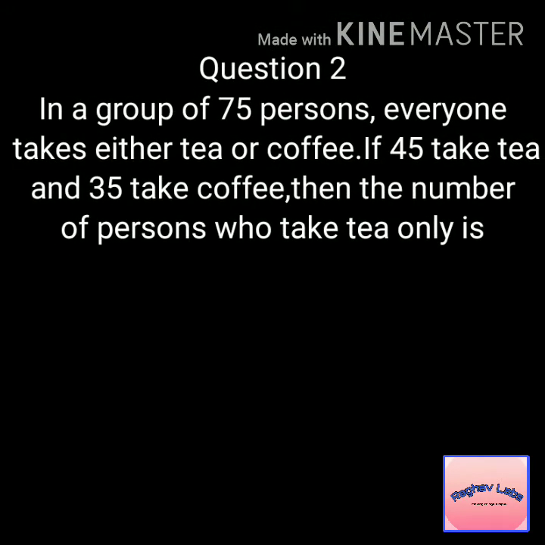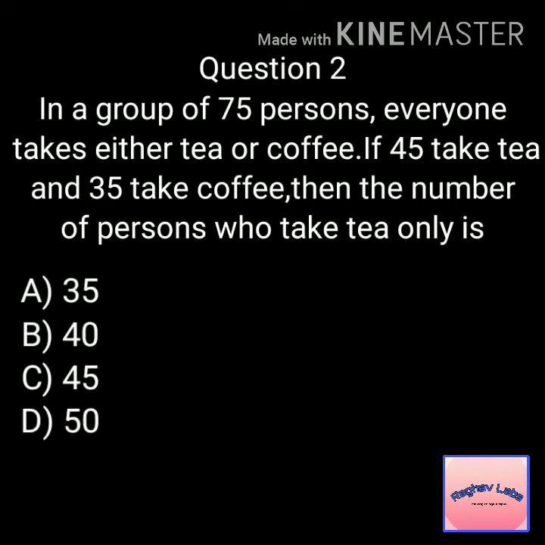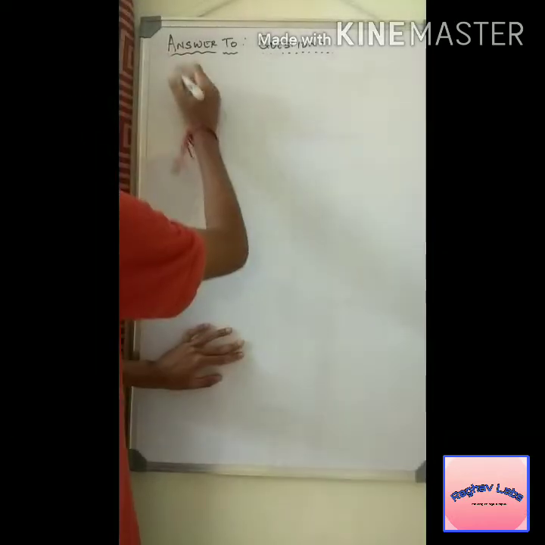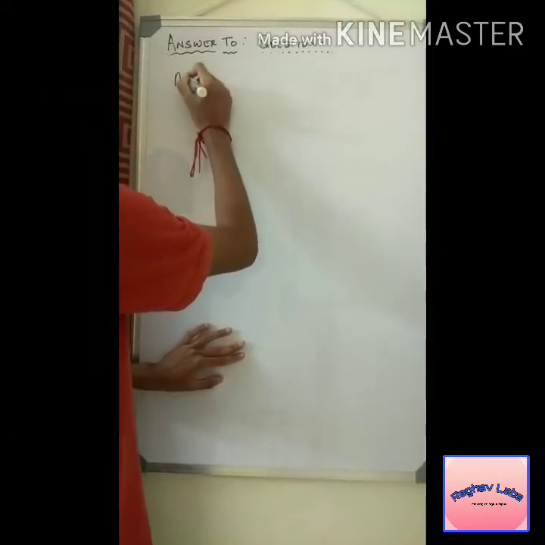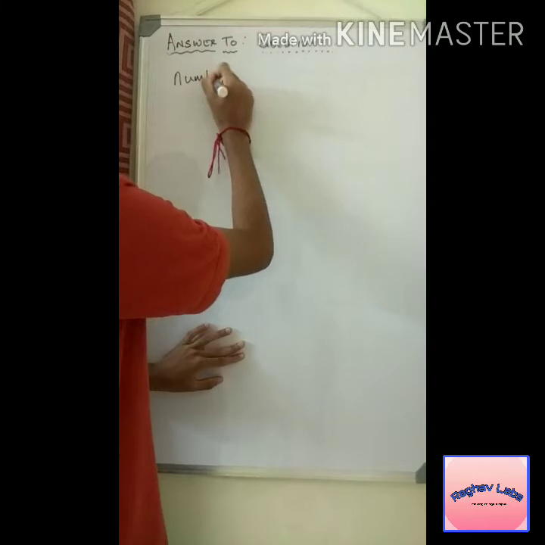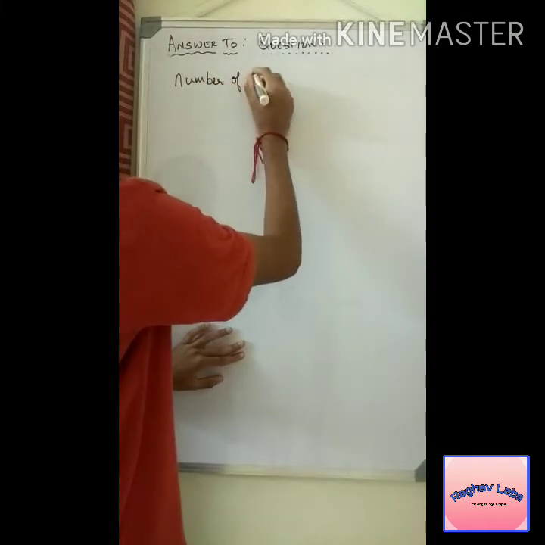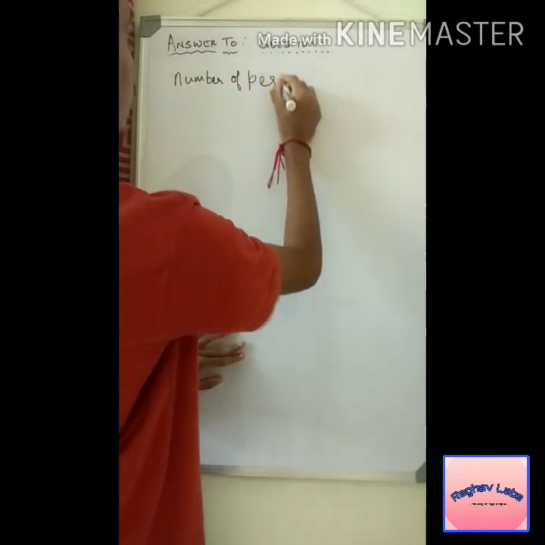Question 2. In a group of 75, everyone takes either tea or coffee. If 45 take tea and 35 take coffee, then the number of persons who take tea only is. Your options are A 35, B 40, C 45 and D 50. So the answer is the number of persons taking tea.